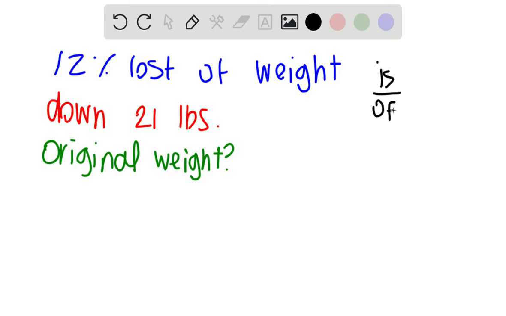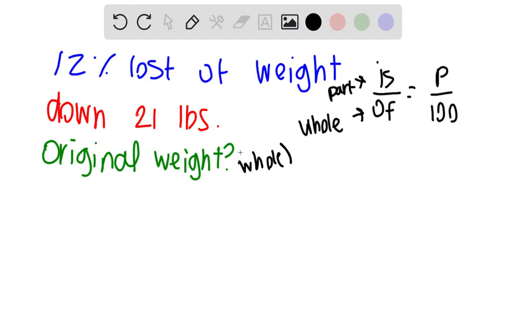The proportion we're going to look at is called is over of is equal to P over 100. So essentially with this proportion, is will always represent the part, of represents the whole thing, and that's actually what we're going to be looking for in this particular problem. We don't know the original weight, that's the whole weight. And then over here on the right side, we have P, that always represents percent. And then 100 is what percents are out of. So what we're going to do is take what we have from this information that was given to us and then use that to solve.